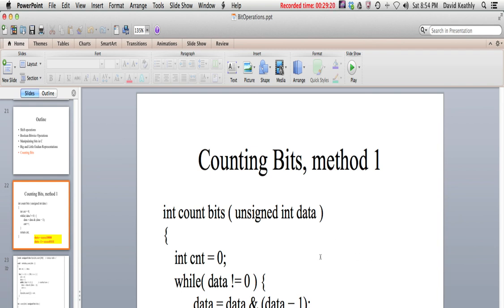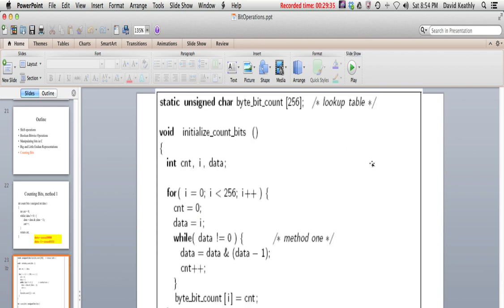So it would look like this. When we AND those two together, then we could tell if it was a 1 or a 0. So we would count the number of bits that were on, for example. So that's one method. Another method is to use a lookup table, and so this goes through that.